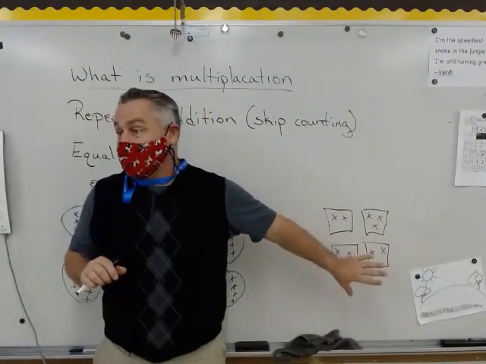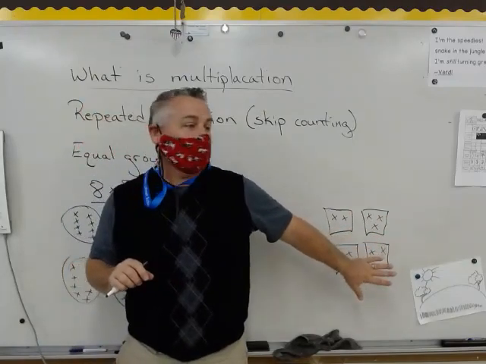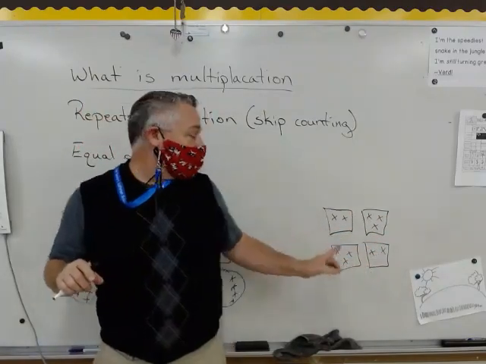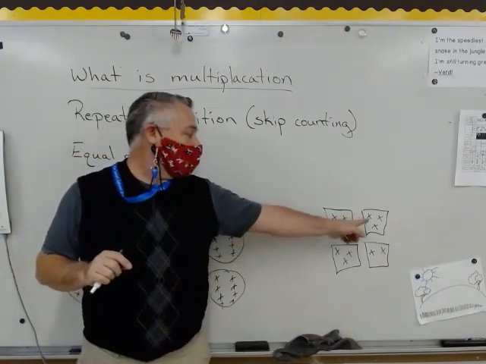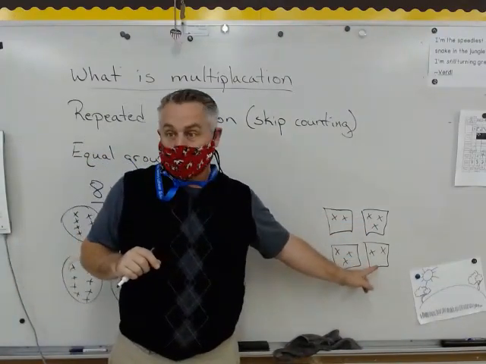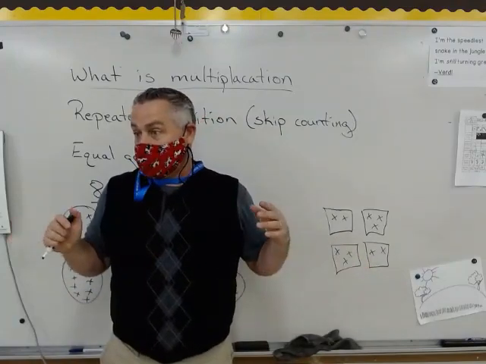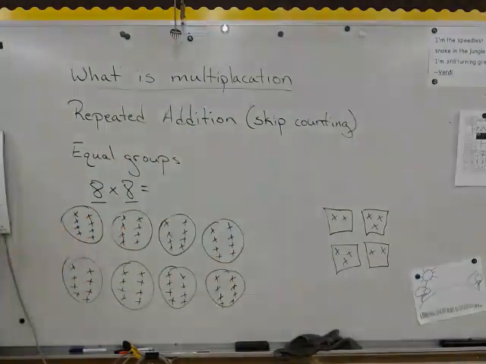If I do not have equal groups, I cannot make a multiplication problem out of it. This would have to be just an addition problem. 2 plus 3 plus 3 plus 2. That's what I would have to do to figure it out. Okay? Yes?